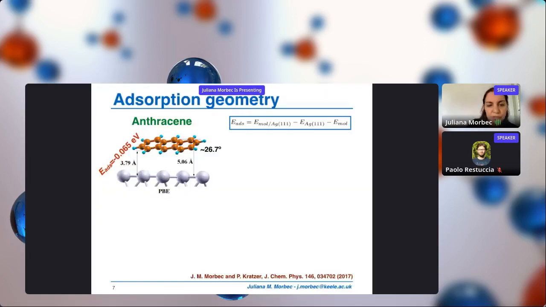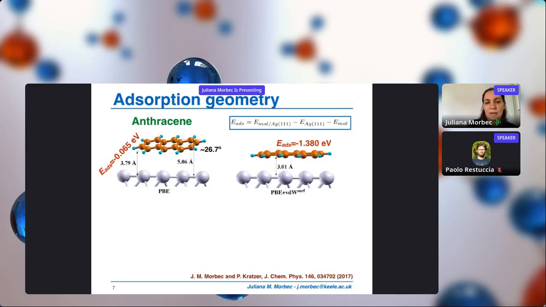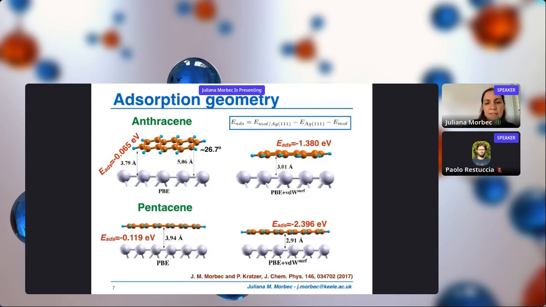So what we observed is that, for example, for the anthracene molecule, I have results from PBE calculations and results with Van der Waals interactions. When you have just PBE calculations, you have the molecule tilted with respect to the surface and a large binding distance. But when you include Van der Waals interaction, you bring the molecule close to the surface, close to the experimental result, and the molecules also stay parallel to the surface as we expected. For pentacene it is the same thing. The inclusion of Van der Waals interaction brings the molecule close to the surface as we expect.